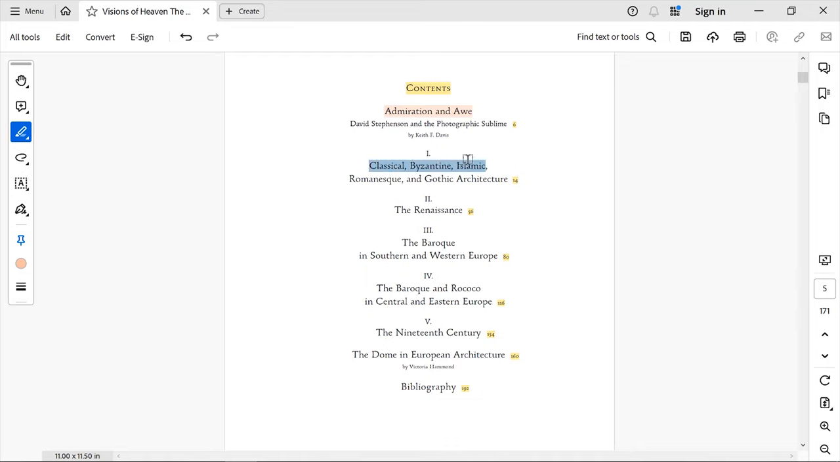The next one, he divided into classical, Byzantine, Romanesque, Islamic, and Gothic architecture. The second one is the Renaissance. The third is the Baroque in Southern and Western Europe. And then we have the Baroque and Rococo in Central and Eastern Europe here. And the 19th century is the fifth chapter. And The Dome in European Architecture by Victoria Hammond. I'm not sure what it is, so we'll go check it out.